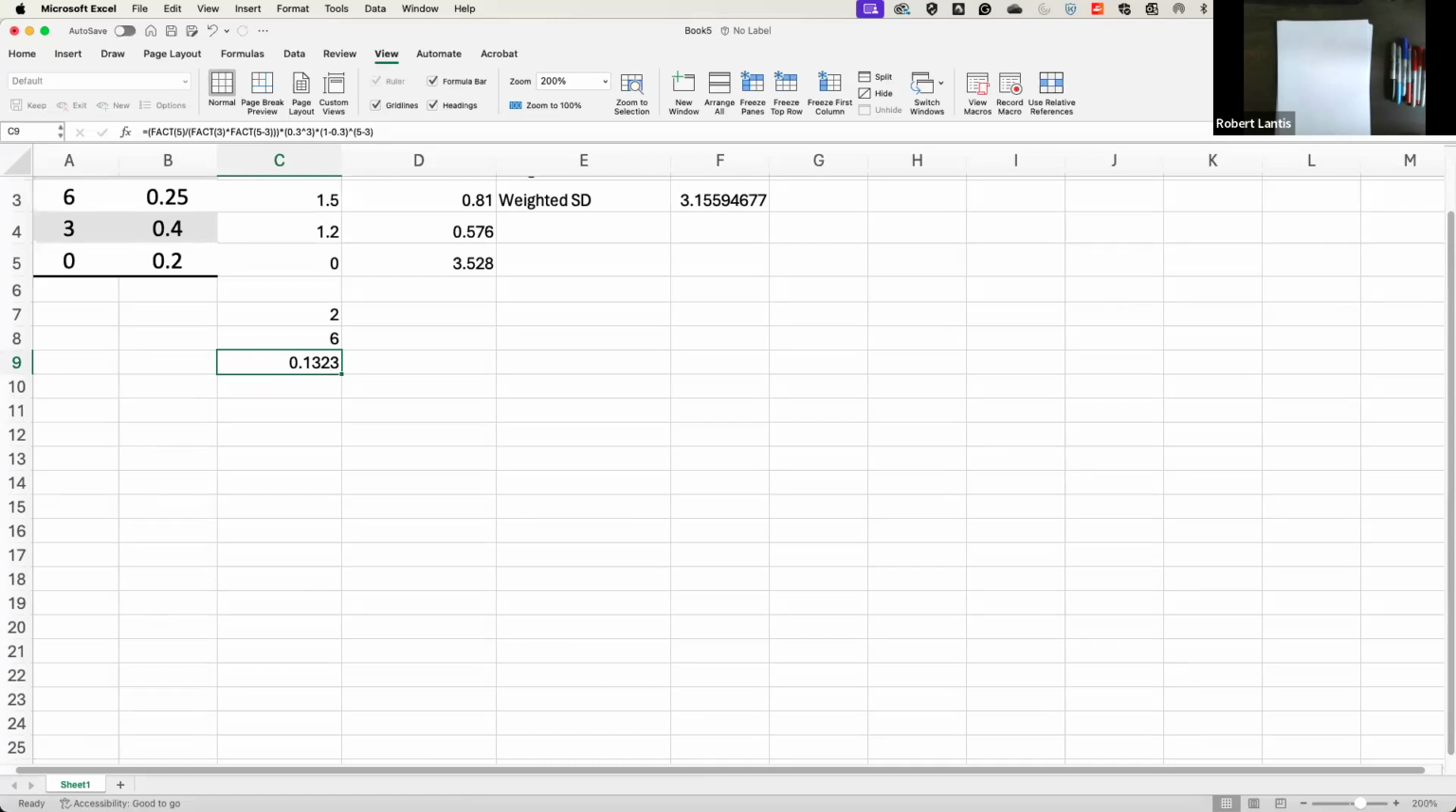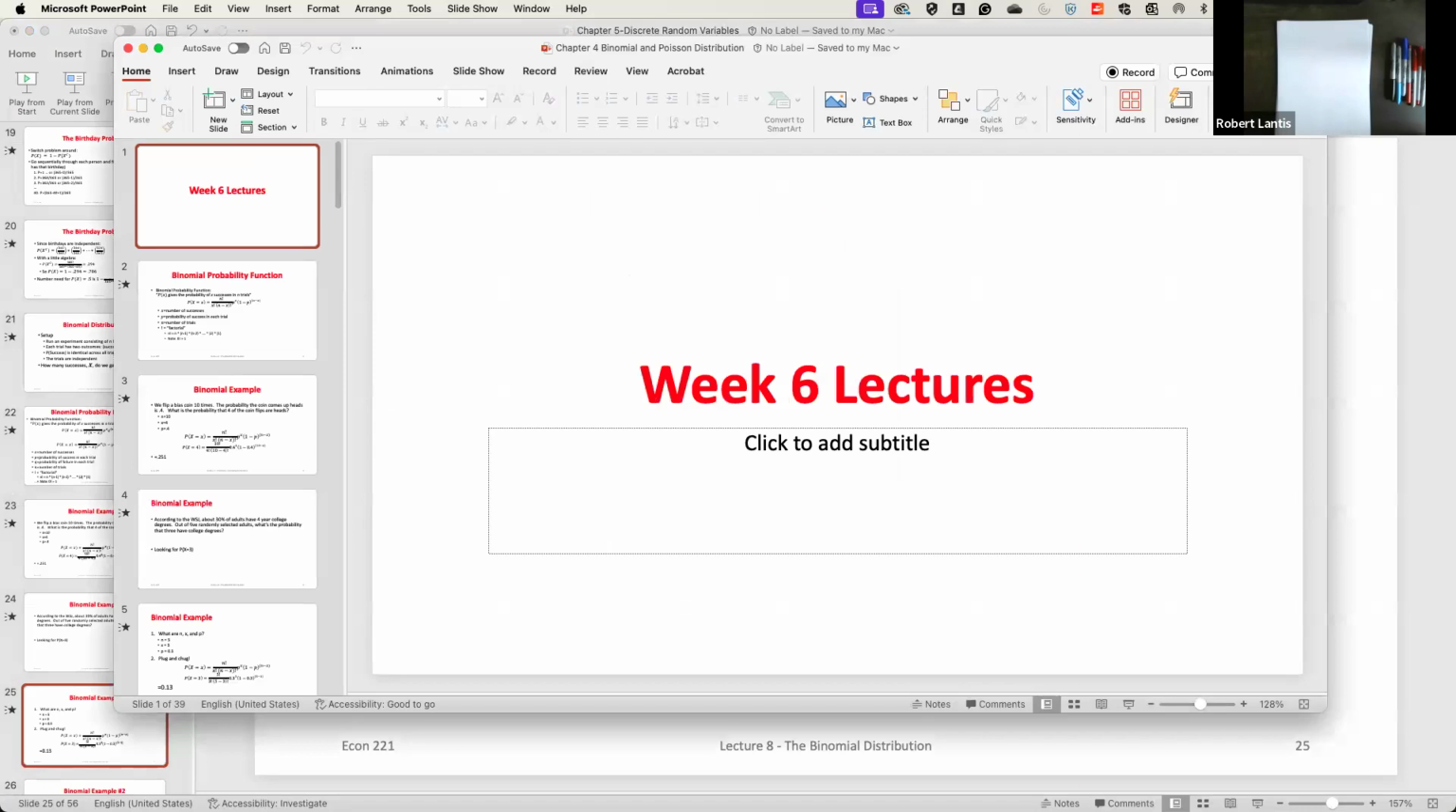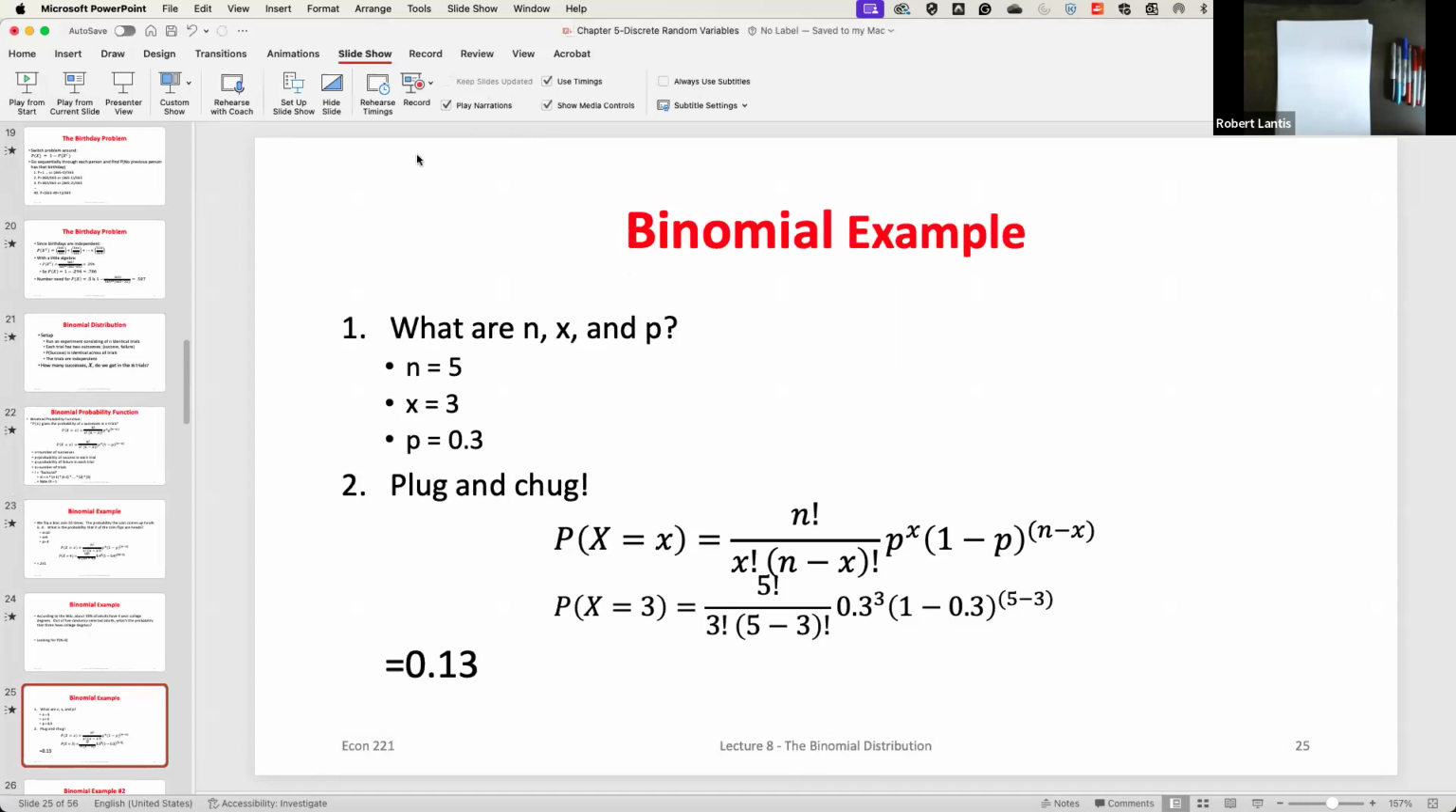So let's go back to the slide. There we go. So about 0.13. Okay.